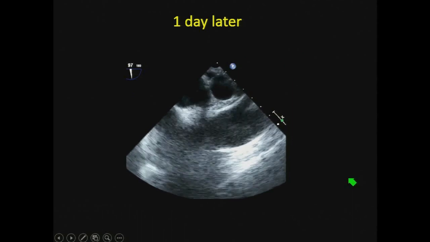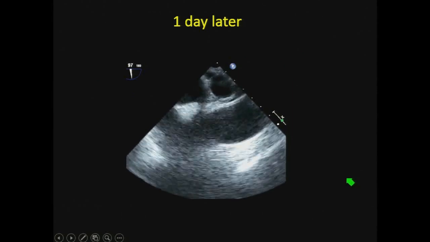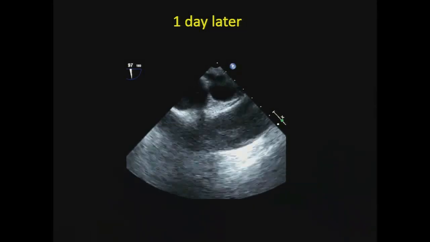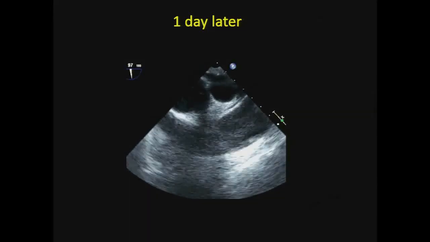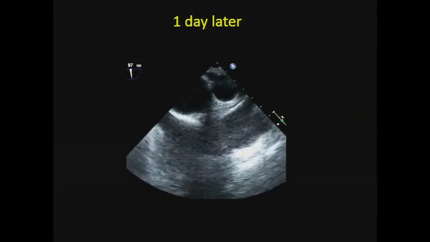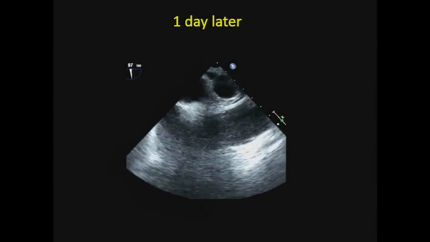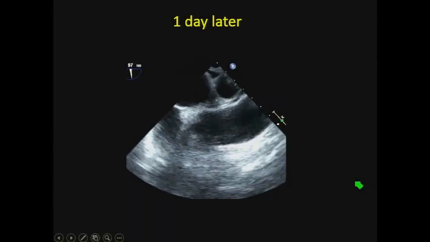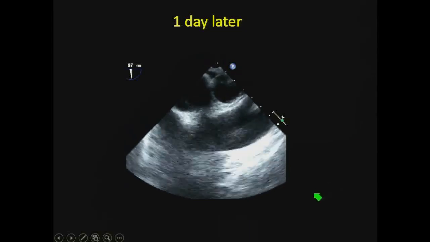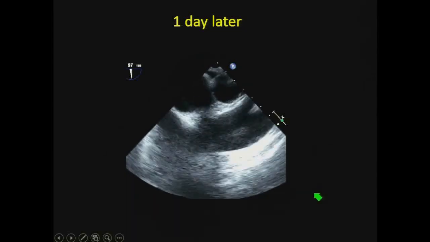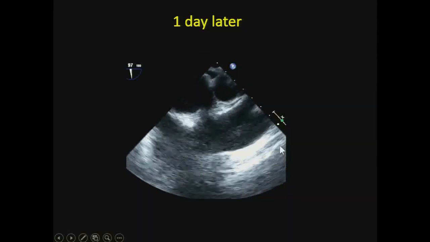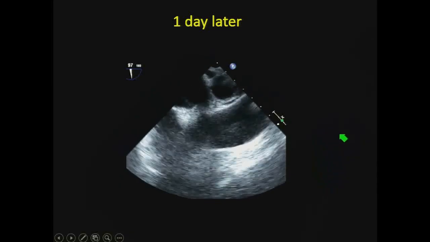But the mass is not there. It's gone. Okay? It's gone. Asymptomatic. No event. And fortunately, the TEE was done before they started anything else, in the operating room. It's gone. So we still don't know what it is. Sometimes mysterious things happen. And we just don't know what it is.